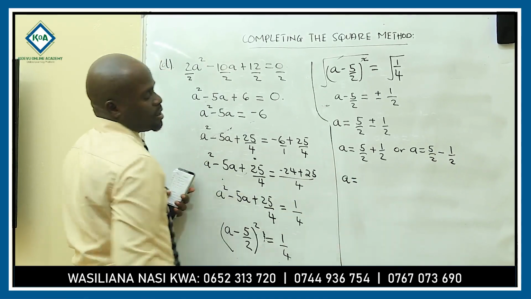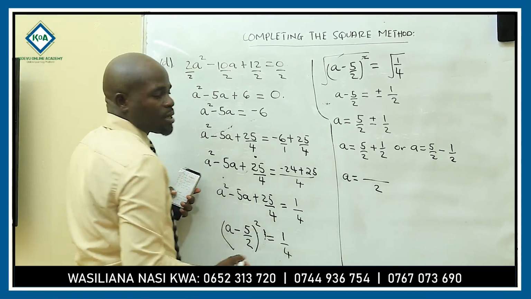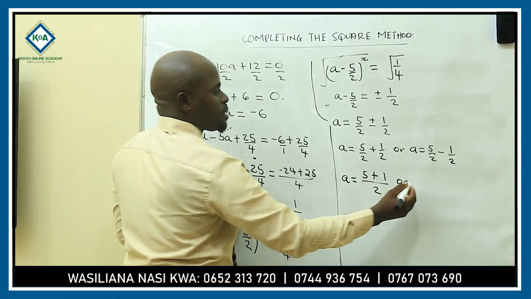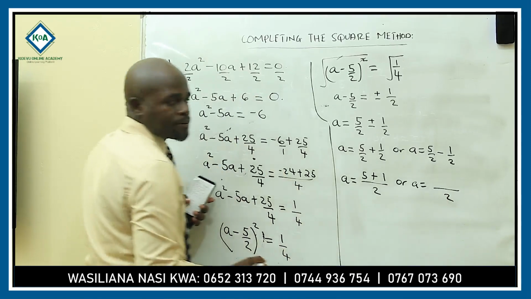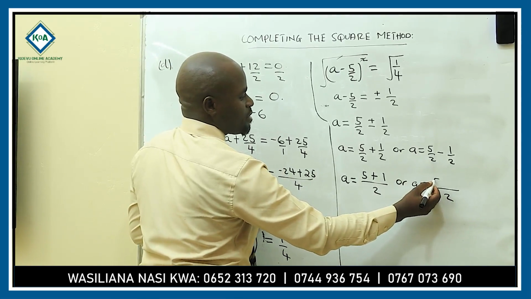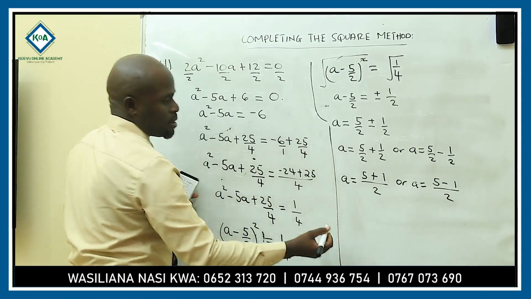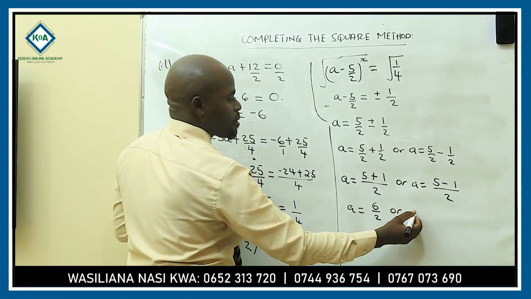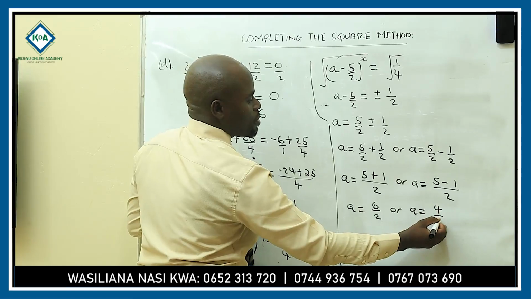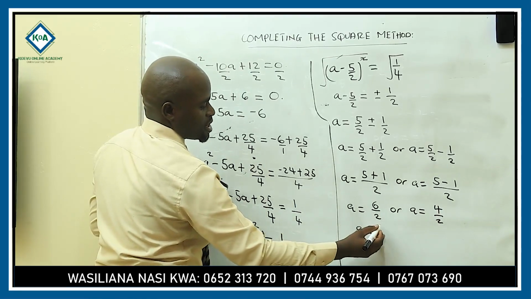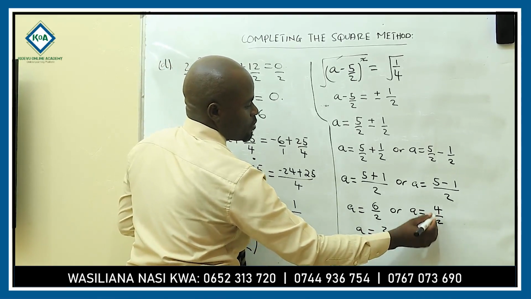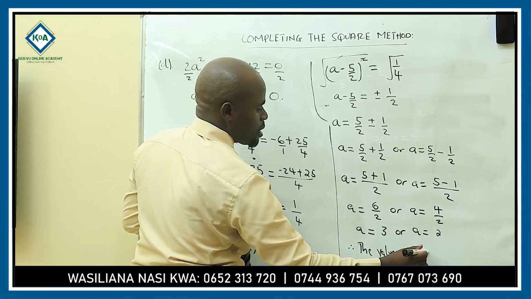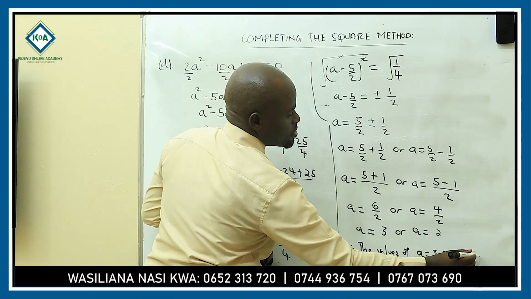So a is equal to, here the LCM is 2. 2 divided by 2 is 1. 1 times 5 is 5, plus 2 divided by 2 is 1, 1 times 1 is 1. Or, here the LCM is 2 again. 2 divided by 2 is 1. 1 times 5 is 5, minus 2 divided by 2 is 1, 1 times 1 is 1. So you have a is equal to 5 plus 1 is 6/2, or a is equal to 5 minus 1 is 4/2. So we get 6 divided by 2 is 3, or 4 divided by 2 is 2. So therefore, the values of a are 3, or a is equal to 2.